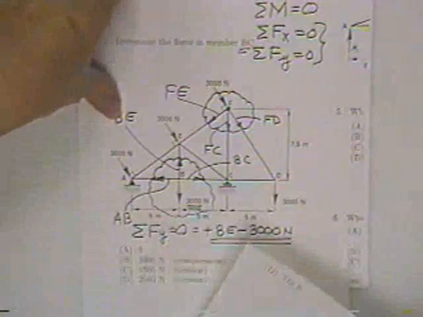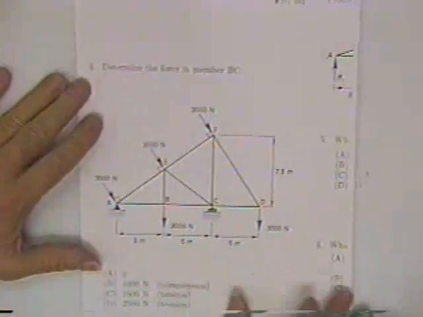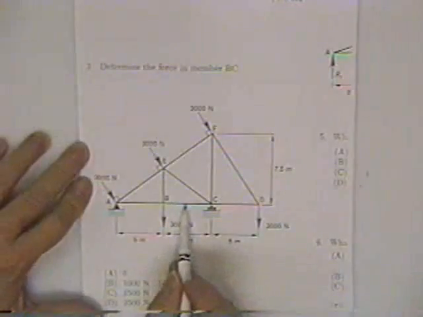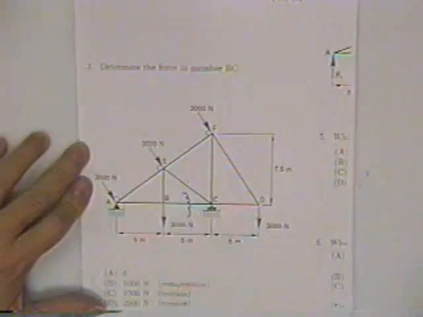Here's how you can get member BC. If you remember, when you had appendicitis, the doctor said, I think you got appendicitis. I tell you when he knew you had appendicitis, when he cut you open. When he looked in there and he saw what was going on inside, he says, it is appendicitis. Well, that's how you're going to have to find the force in member BC. If he asks you for BC, you're going to have to cut it.